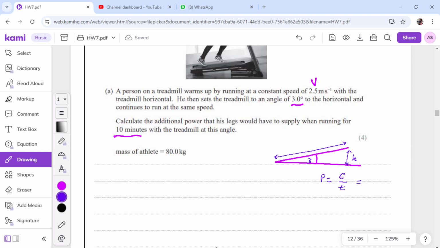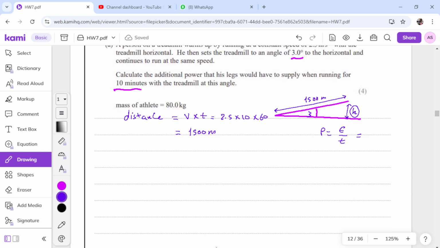So the first step, you have to find the distance moved. Because he's moving with a constant speed, it will be speed multiplied by time. So speed is 2.5 multiplied by time, 10 minutes. You have to convert 10 minutes to seconds, multiplying by 60. So the distance moved equals 1,500 meters. Now the next step, to find the height.